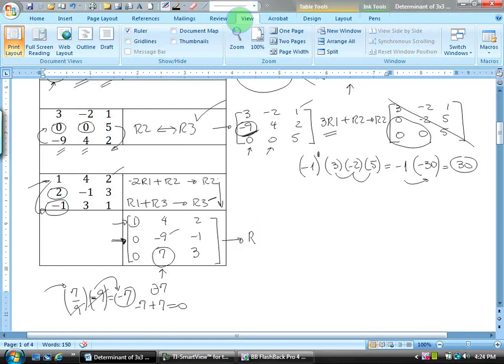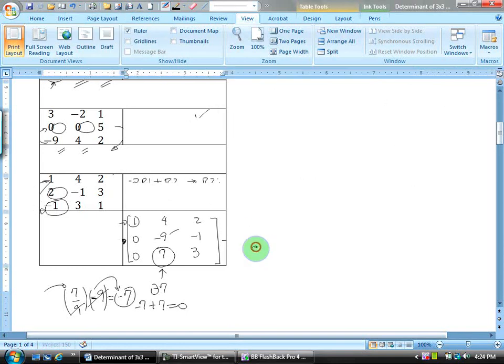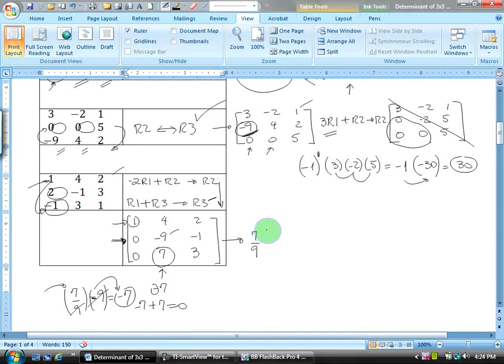Okay? So the rule is, hold on a second. We're going to say that the multiple comes first: 7 over 9 row 2. Then I add that to row 3 and I put the result in row 3. So let's see what happens. Note, only row 3 is changing.